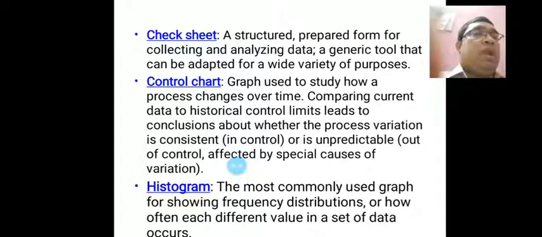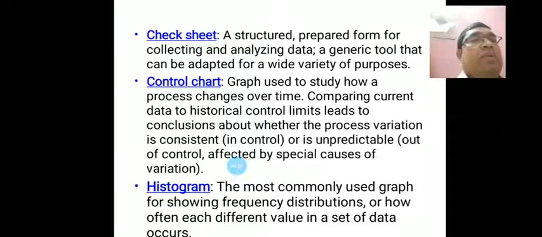The control chart is also among the seven tools by Ishikawa. It is a graph used to study how a process changes over time. Comparing current data to historical control limits leads to conclusions about whether the process variation is constant and in control, or unpredictable and out of control. It is used when a process is affected by special causes of variation.